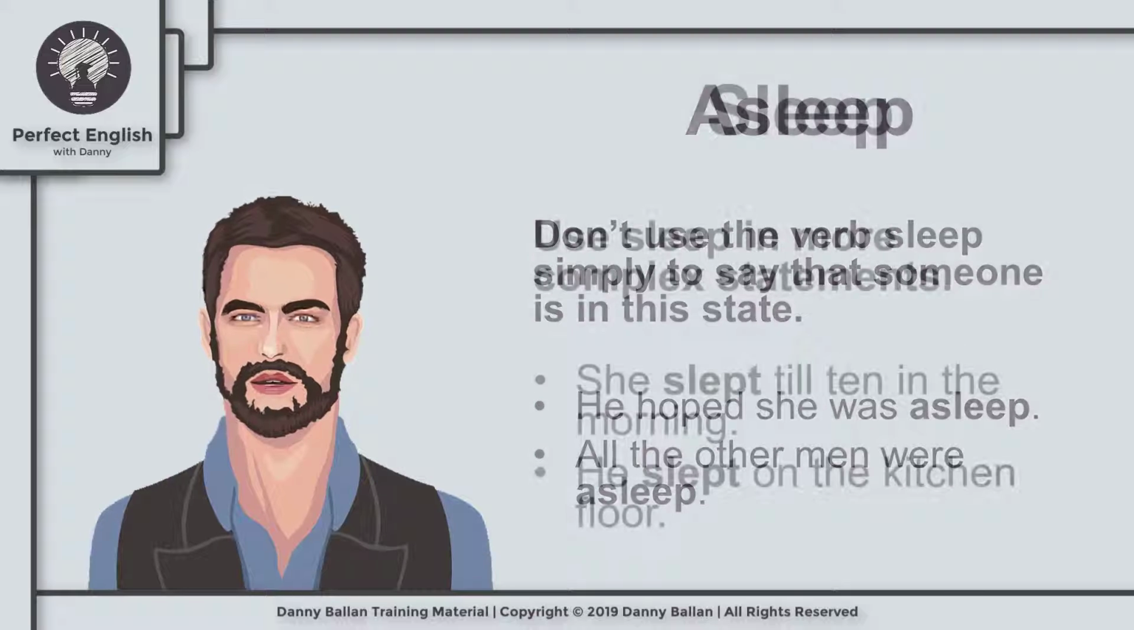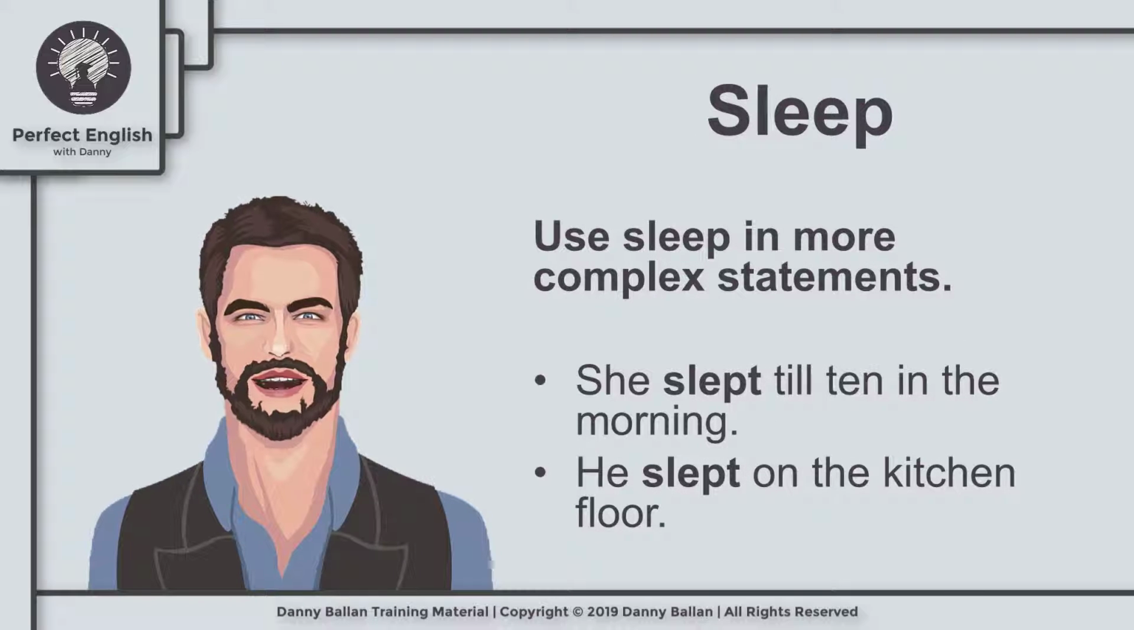You use sleep in more complex statements. For example, to say how long someone was in this state, or to talk about a regular occurrence. For example, we say she slept till 10 in the morning, or he slept on the kitchen floor.